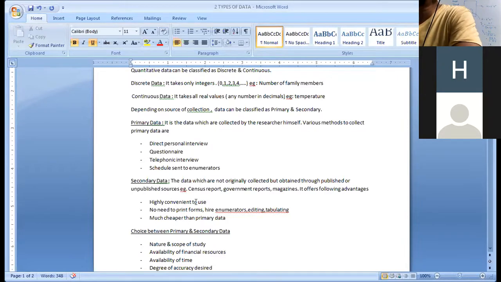Secondary data is highly convenient to use: no need to print forms, hire enumerators, edit, or tabulate, and that's why it is much cheaper than primary data. Secondary data is very cheap because it is easily available, and hence we do not need to spend more. That's why it is cheaper.